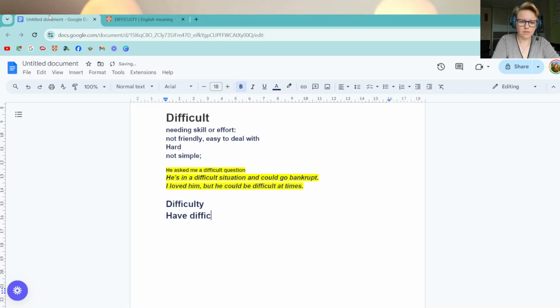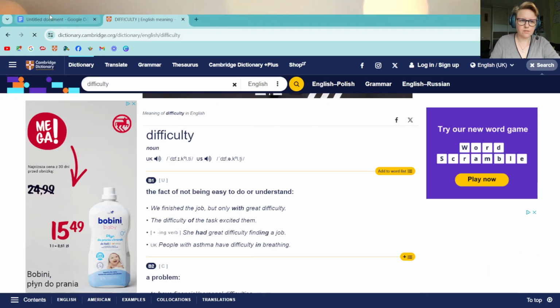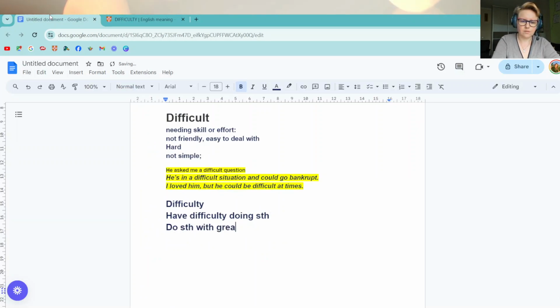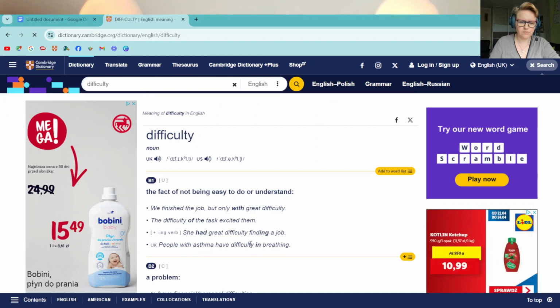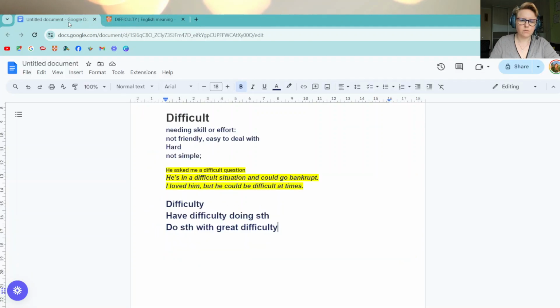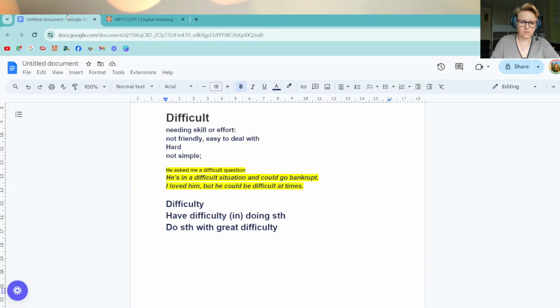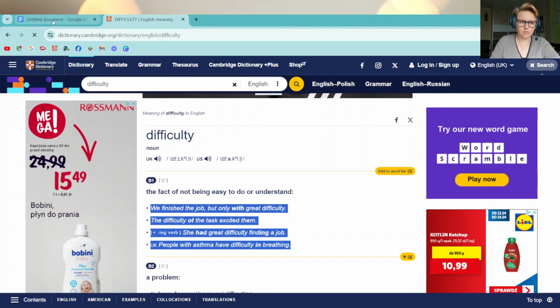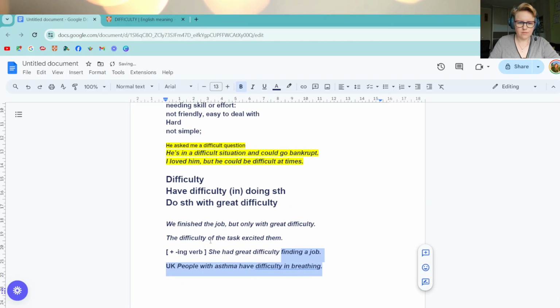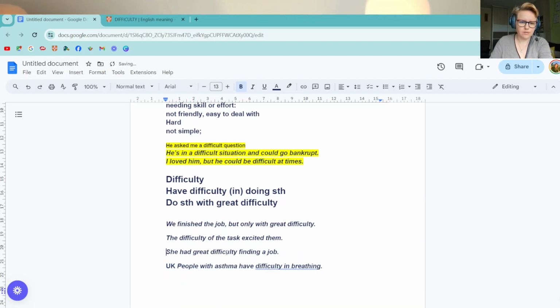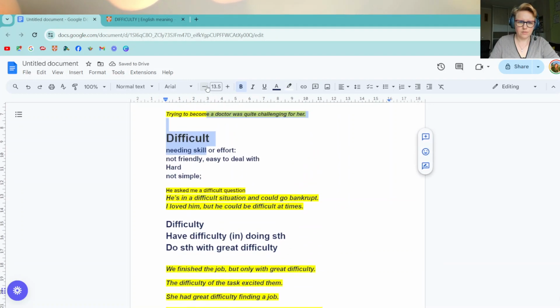Have difficulty doing something. Yes, do something with great difficulty. So you can see it gives us more options, more possibilities. People with asthma have difficulty in breathing, have difficulty doing something or in doing something. Yes, have difficulty in doing something. And here we can put do something with great difficulty. Let's just put those examples here. These are good ones. She had great difficulty finding the job. The difficulty excited him. Okay.